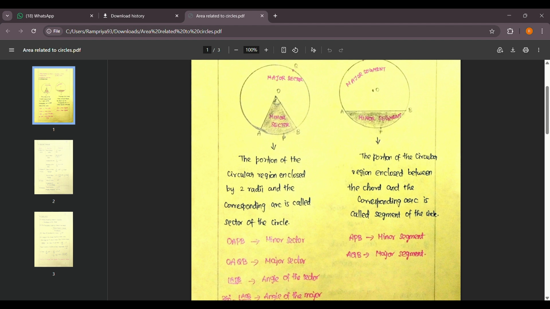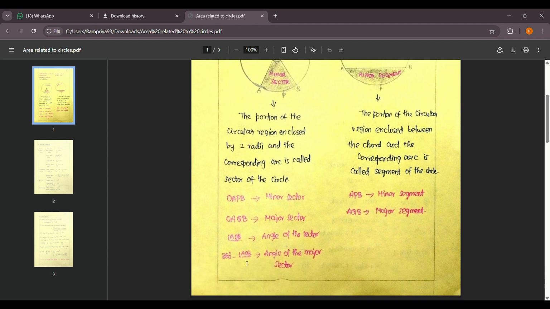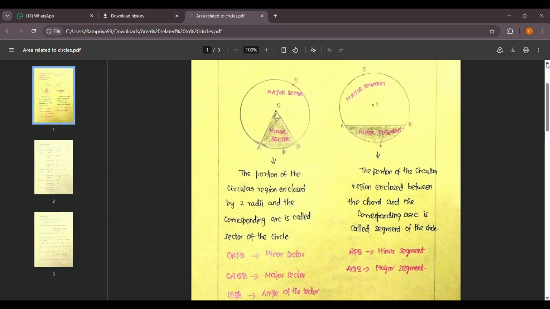AOB is nothing but the angle in the sector, and 360 minus this angle will give you the angle in a major sector, because a complete angle in a circle is 360 degrees. So that's it with regards to sector. Now we will understand segment.